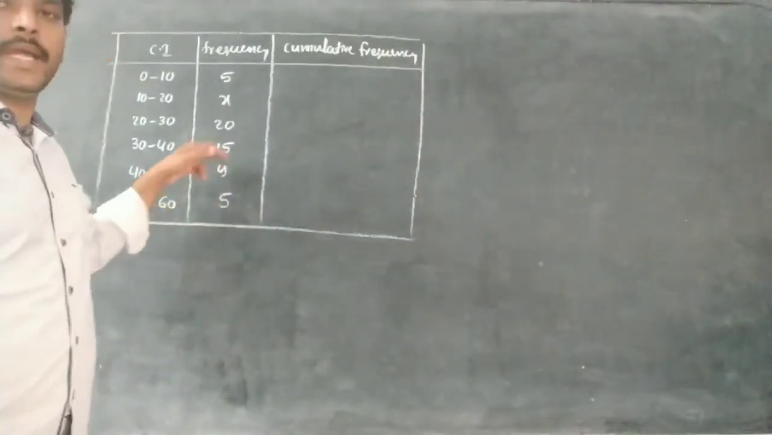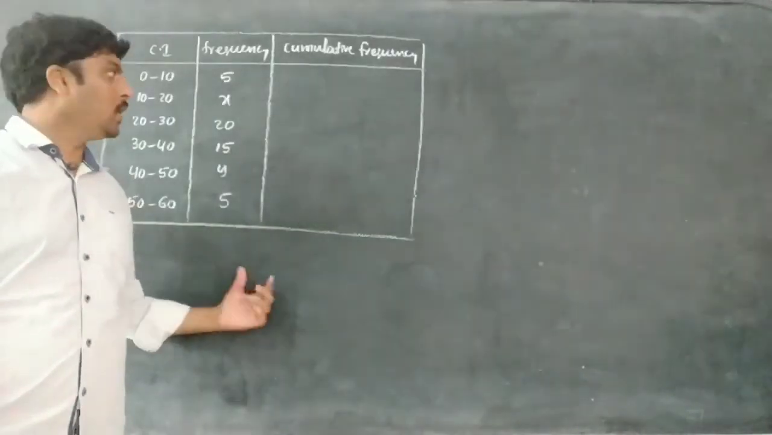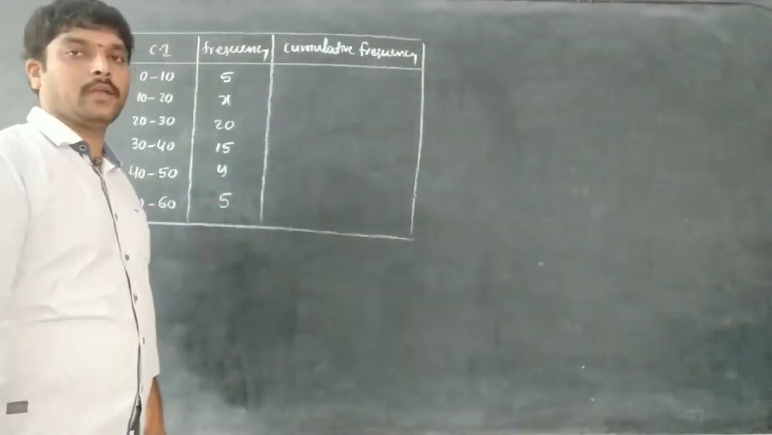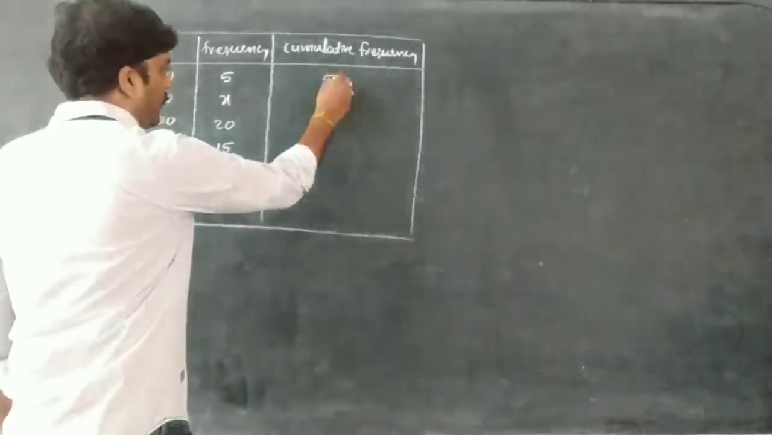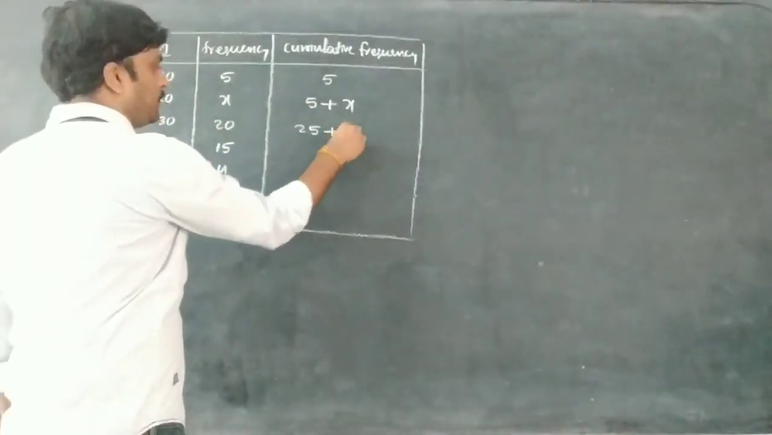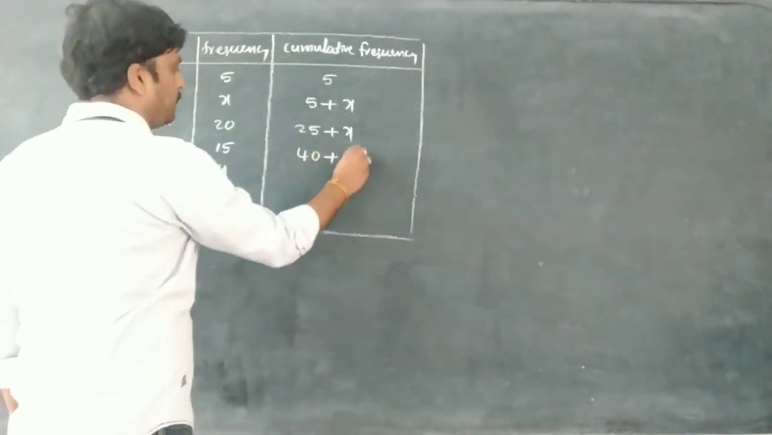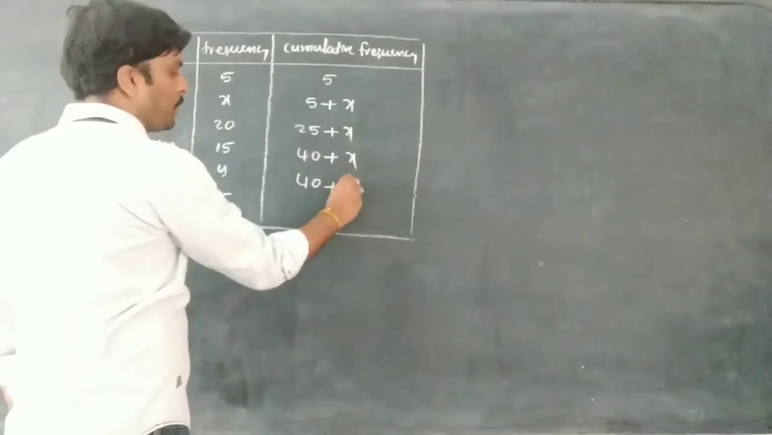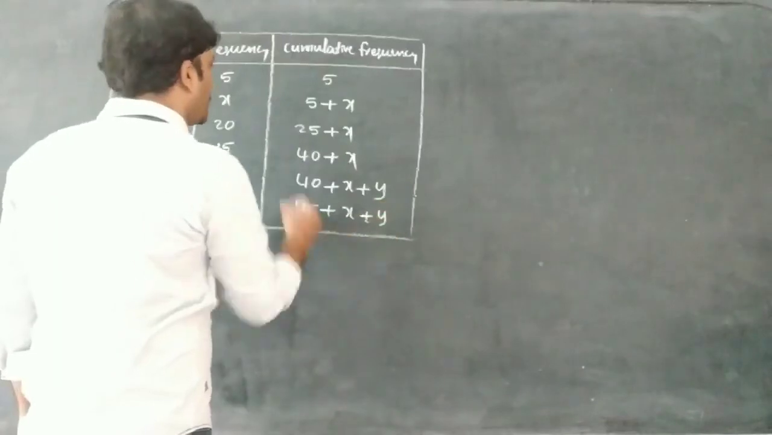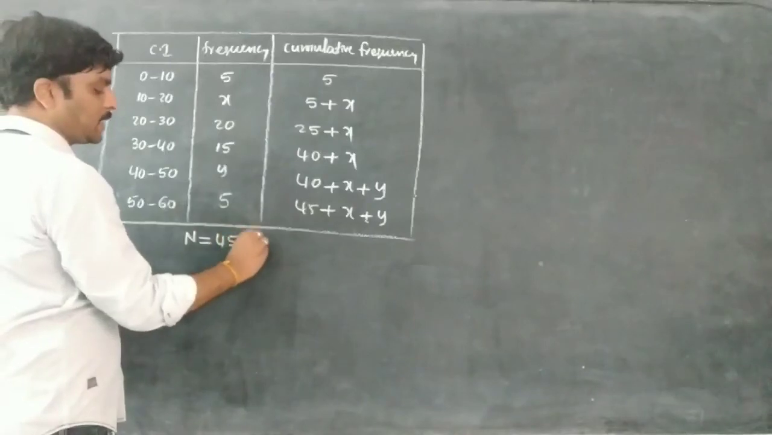Here missing frequencies x comma y. We have to find x comma y. Median is given as 28.5. Then find missing frequencies x comma y. Okay, anytime median means we need to find cumulative frequency. 5 plus x. 20 plus 5, 25 plus x. 15 plus 25, 40 plus x. Next 40 plus x plus y. Next 45 plus x plus y. This is the total, N is equal to 45 plus x plus y.